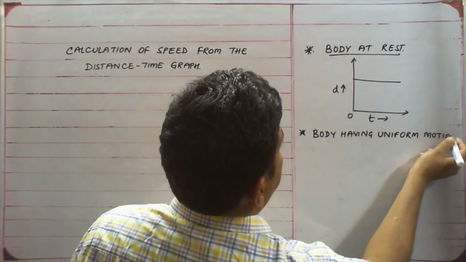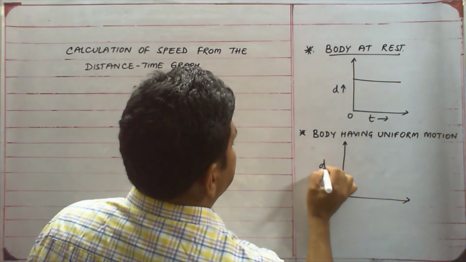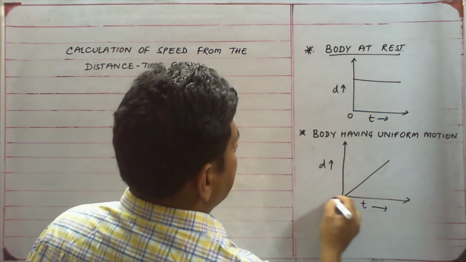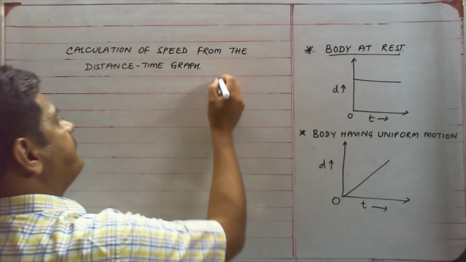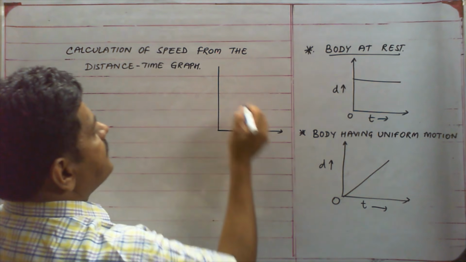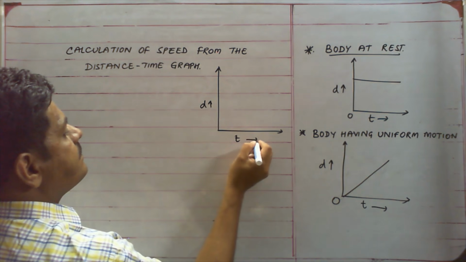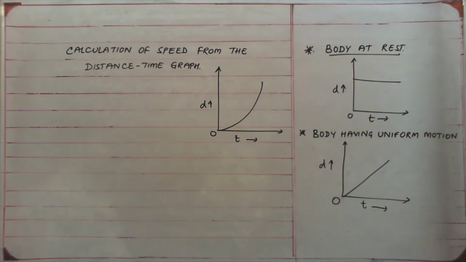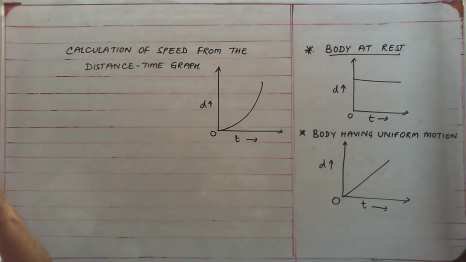The second one was body having uniform motion. The graph is a straight line passing through the origin. So this is graph number 2, and graph number 3 is for a non-uniform motion. The graph is a curve. So we will take all these three cases to understand how to calculate the speed of the body.